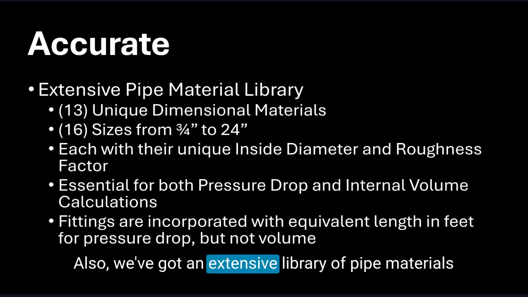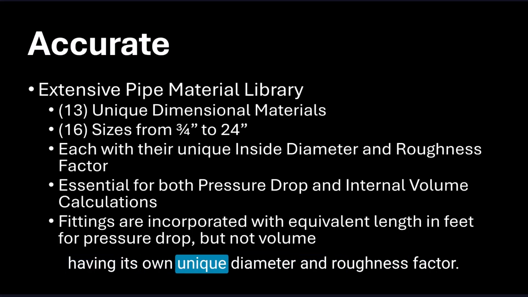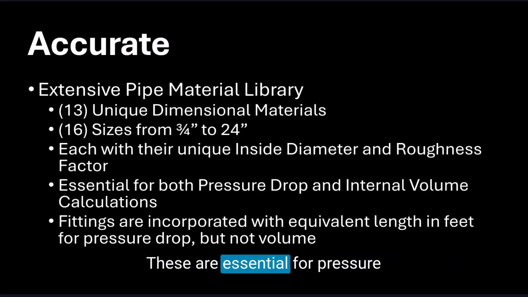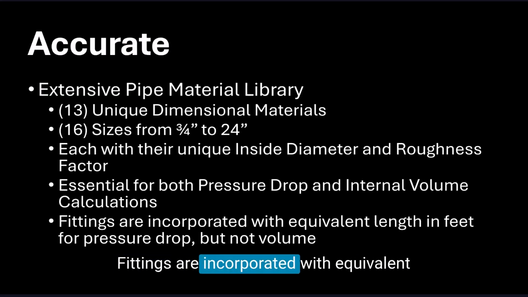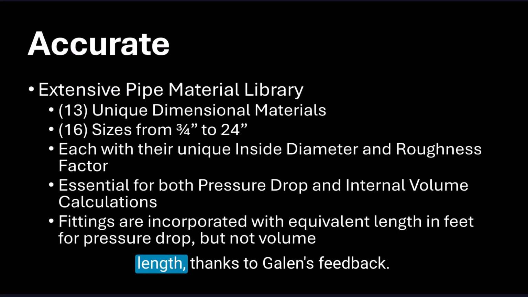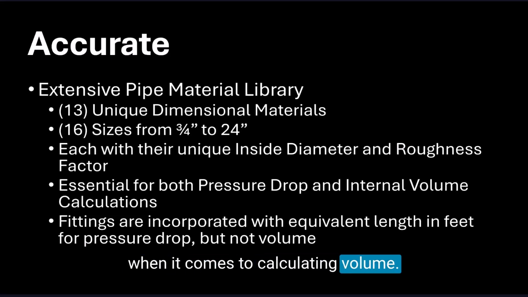Also, we've got an extensive library of pipe materials and sizes from 3/4 inch to 24 inch, each having its own unique diameter and roughness factor. These are essential for pressure drop and internal volume. Fittings are incorporated with equivalent length, thanks to Galen's feedback, but those equivalent lengths are ignored when it comes to calculating volume.